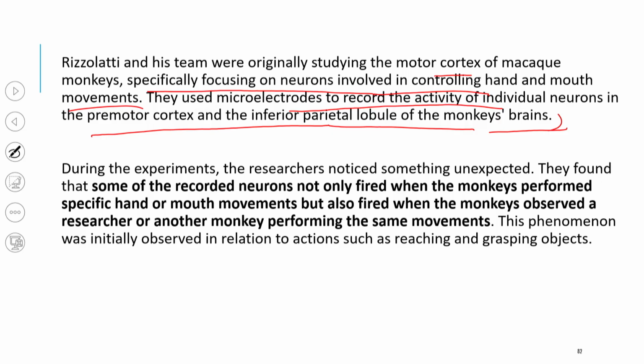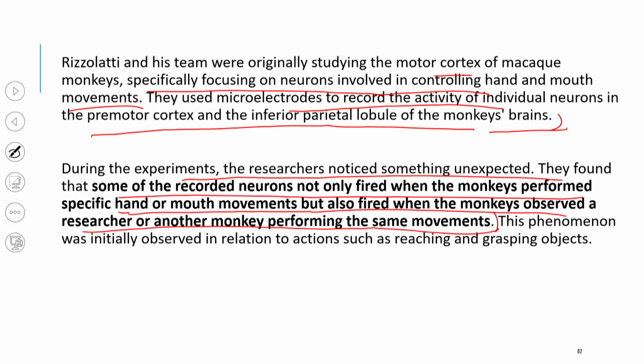During this experiment, the researchers noticed something unexpected. They found that some of the recorded neurons not only fire when the monkeys perform specific hand and mouth movements, like grasping objects, but also fire when the monkeys observe a researcher or other monkeys performing the same action. Just by observing, the same set of neurons gets activated as if they were doing it themselves.